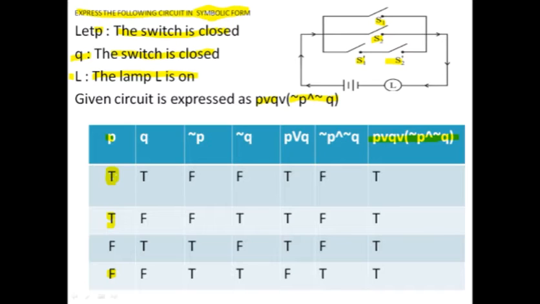So, P or Q. True or true is true. True or false is true. False or true is true. And false or false is false. This means, as we studied earlier in that example, because they are connected in parallel, these values come. Then negation of P and negation of Q.